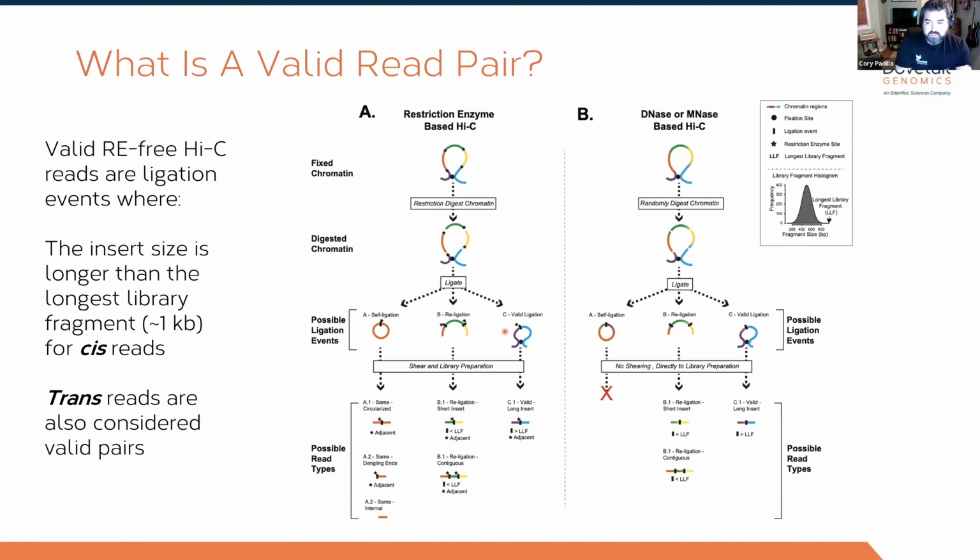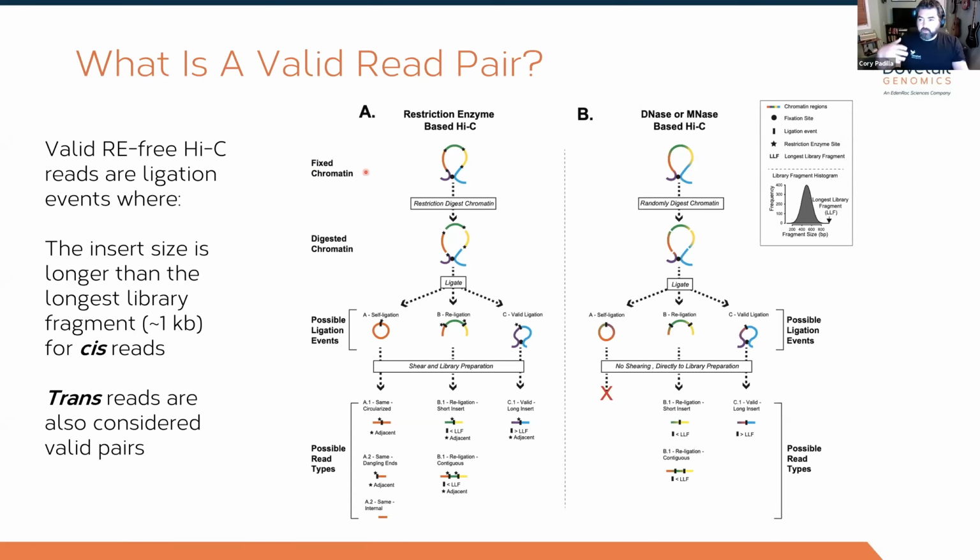So before we start diving into each step of the process, let's take a second to talk about valid read pairs when it comes to Hi-C data. Now, if you've done restriction enzyme-based Hi-C data in the past, what you're looking for is that your fragmentation occurs at a restriction site, and that the insert size captured by the read pair is longer than the molecule. So let's talk through what that means here.